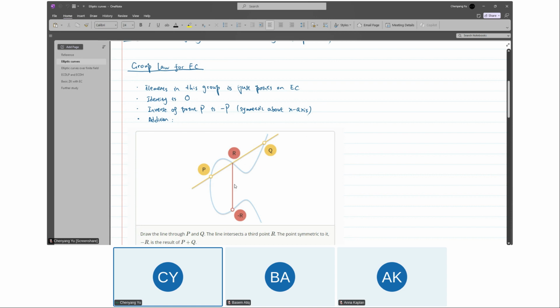We have to flip this R across the x-axis. So we define P plus Q equals negative R. This is just a reflection of R over the axis. So we connect two points, intersect the curve at some other point, and then flip it over the x-axis. This is the definition. It's pretty artificial. It's not a natural thing you find in nature. We artificially define addition on EC like this. It's just a definition. We just made it up somehow.